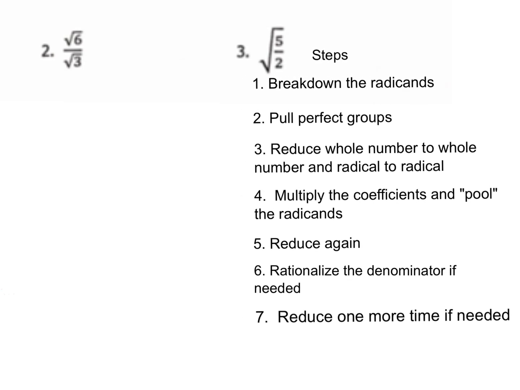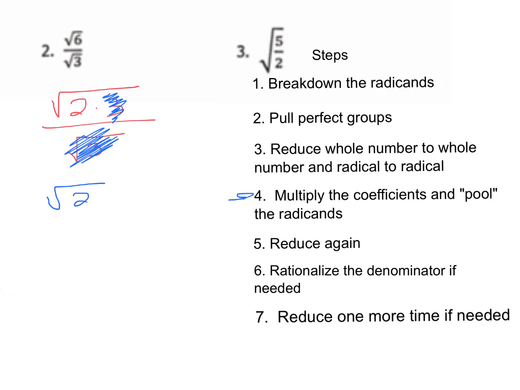Step number 1, break down the radicals. Well, 6 is, as we know, 2 times 3, and radical 3 is just radical 3. Pull perfect groups. Well, we can't. There are no perfect groups. Reduce whole number to whole number and radical to radical. I got a set of radicals here that I can cancel. So that takes care of that, leaving me just radical 2 over 1, or just radical 2.